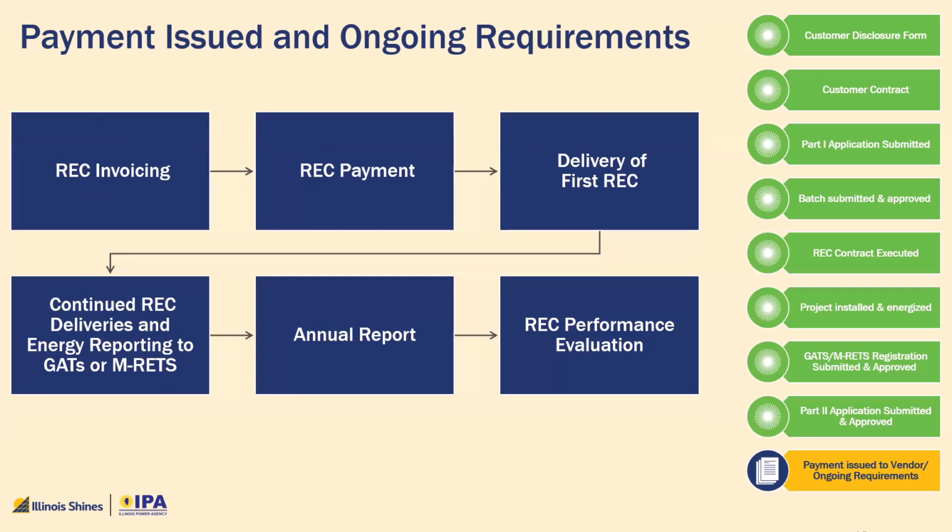And lastly, let's move on to ongoing requirements. After REC invoicing and payment, the approved vendor must continue reporting RECs in GATS or MRETs and submit an annual report for all contracts in their portfolio on an annual basis. After 3 full delivery years, the approved vendor will undergo a REC performance evaluation to confirm the system is delivering RECs as expected.